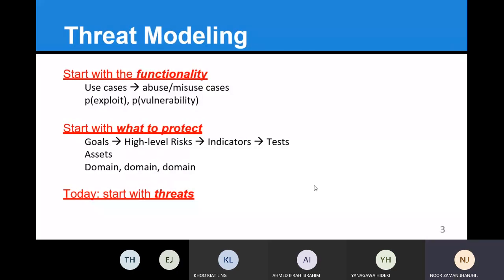So threat modeling, what we are saying is that this starts at the functionality. It means it focuses on the functions of the system, or in other words, it is more concerned with the functional requirement part. And in this case, you can see that we use the use cases, either abuse or misuse cases. We have to examine them.